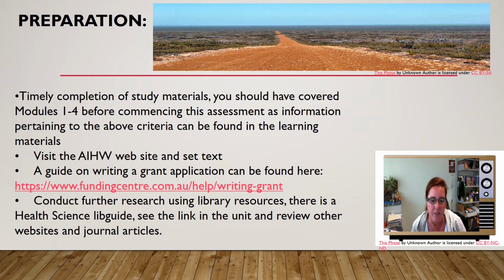Again, visit the Australian Institute of Health and Welfare website and your other set text. I've put a link here to give you a little bit of a guide on writing a grant application, but there's plenty of different resources out there that you can refer to help you in this area. Again, as a third year unit, we're expecting you to do a bit of your own background research in getting this assessment together. Don't forget we've got our health science library guide there for you to refer to, and there are already some really good resources for this assessment hosted there for you.